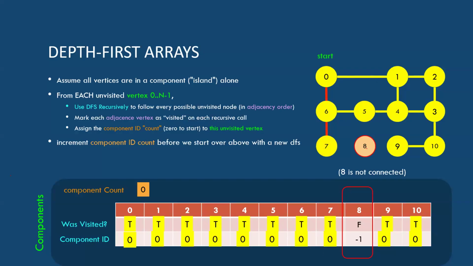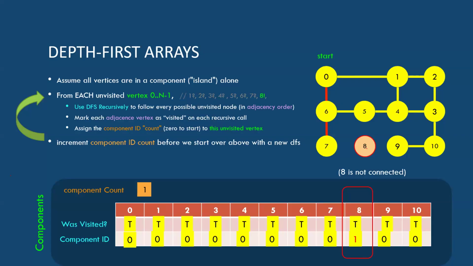We've returned up to the top level of recursion. We couldn't find anybody else. But is there another vertex that hasn't been visited? Yes. So let's do a depth first search starting at 8 and explore everything we can find there. But we have to increment that counter before we do that so that we assign a unique value for that component to 8. So now 8 ends up on that other island.